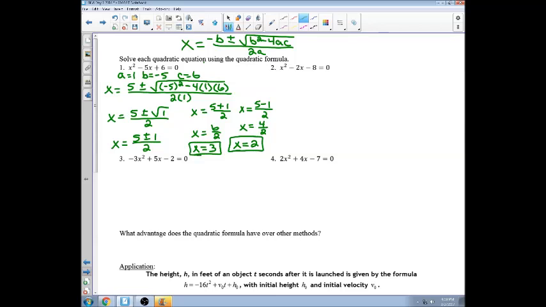All right. Moving on to part 2. My a in this equation again is 1. My b is negative 2. My c is negative 8. So we need to plug that into our equation. The opposite of b would be positive 2 plus or minus the square root of b squared. So negative 2 squared minus 4 times a, which is 1, times c, which is negative 8. All over 2 times a, which is 1.